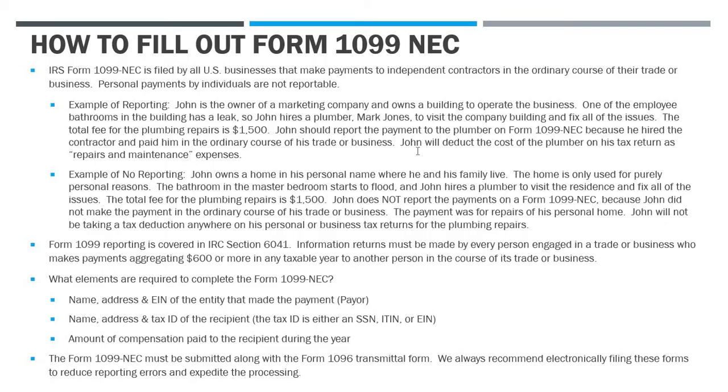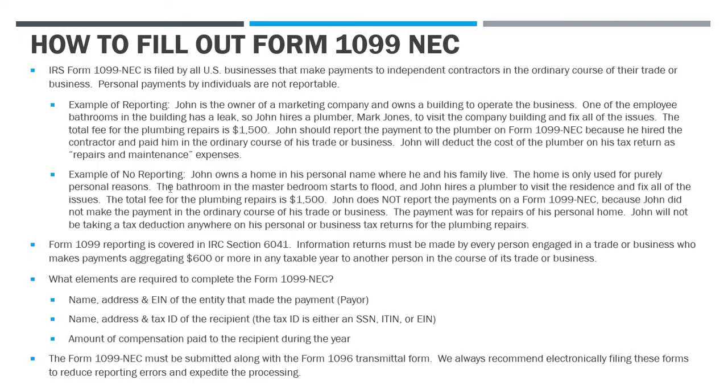So John hired somebody to come in to work for the company and perform work for the business, right? He's repairing the facilities, the building, the operations of the company. So John's going to be deducting the cost of this plumber on the business tax return, okay? It's going to be repairs and maintenance expense.